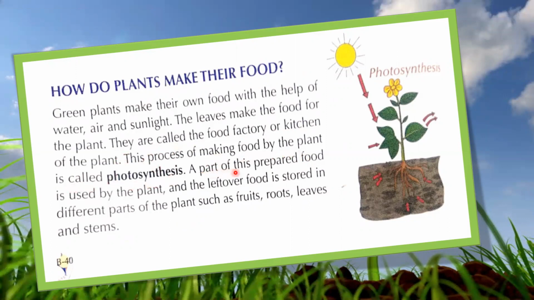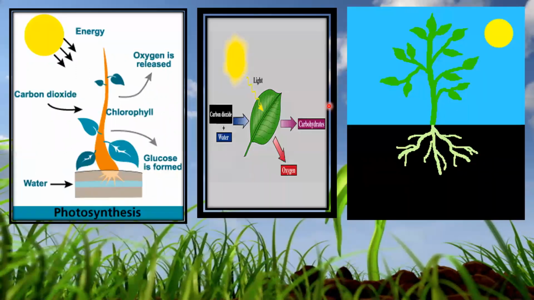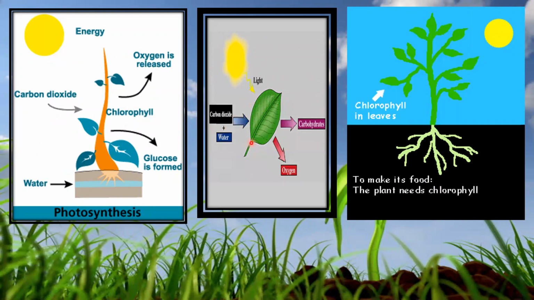A part of this prepared food is used by the plant, and the leftover food is stored in different parts of the plant, such as fruits, roots, leaves, and stems. अब प्लांट्स अपना फूड कैसे बनाते हैं, इसमें हम देखेंगे कि only green plants can make their food because for making the food chlorophyll is needed and only green leaves have the chlorophyll.